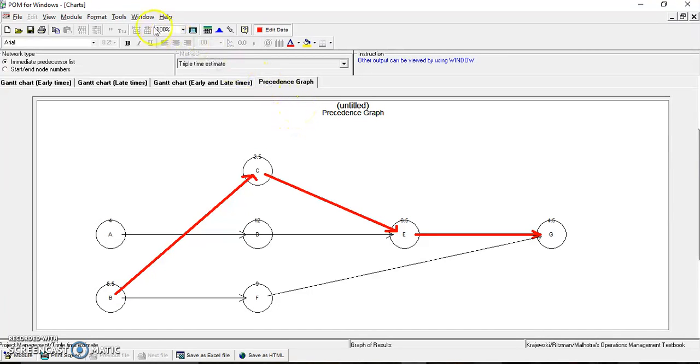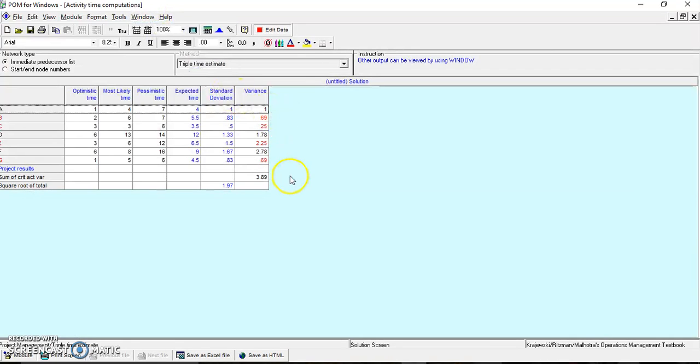Now, if I go back to the window and get the activity time computations, I'm going to find a number right there, 3.89. That is the variation. Okay, that is the variation. That number matches up with that 3.88 that's in the denominator of page 77.